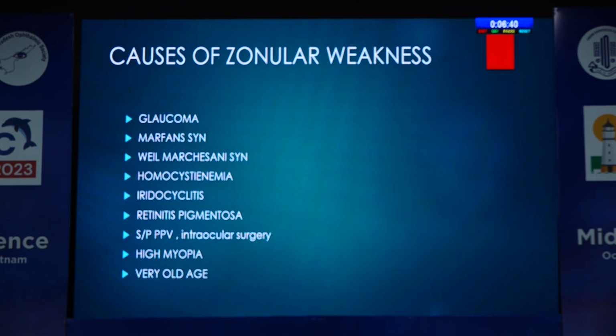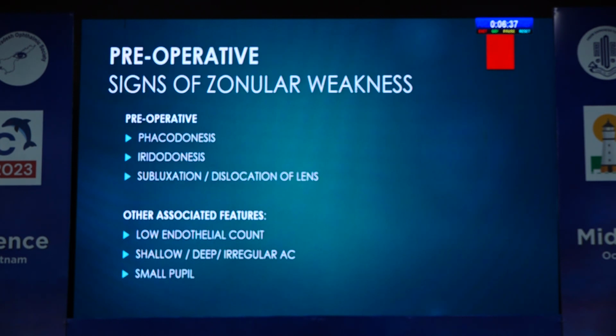In all these cases, there is a chance of zonular weakness. And we have to look preoperatively, in every case, whether zonular weakness is there or not. The main preoperative features are phacodonesis, and the lens being displaced a little bit posteriorly. Iridodonesis will also be seen, and subluxation and dislocation of the lens, which is mostly missed in undilated eyes. Only after dilatation can we see the subluxation or dislocation of the lens. Other associated features are a low endothelial corneal count and irregular AC.